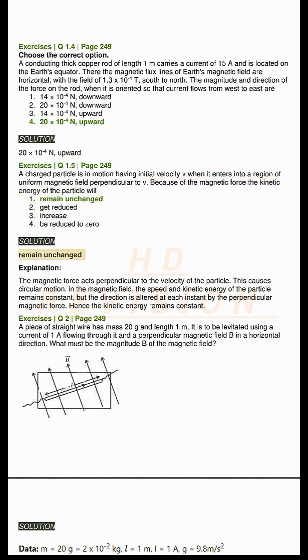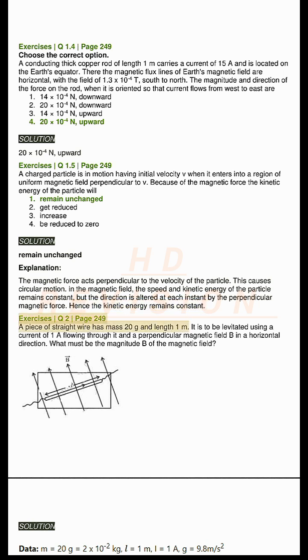Solution. Remain unchanged. Explanation. The magnetic force acts perpendicular to the velocity of the particle. This causes circular motion. In the magnetic field, the speed and kinetic energy of the particle remain constant, but the direction is altered at each instant by the perpendicular magnetic force. Hence the kinetic energy remains constant.